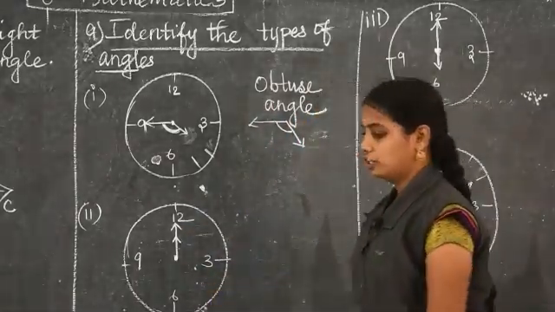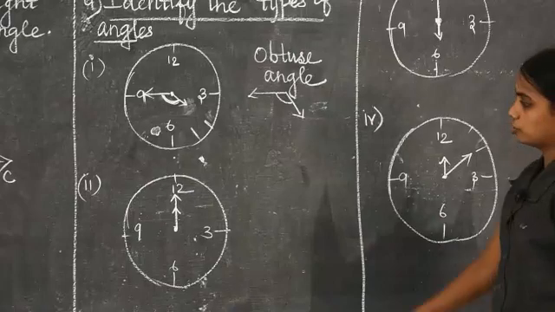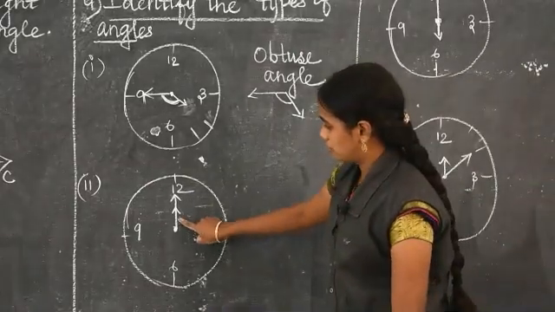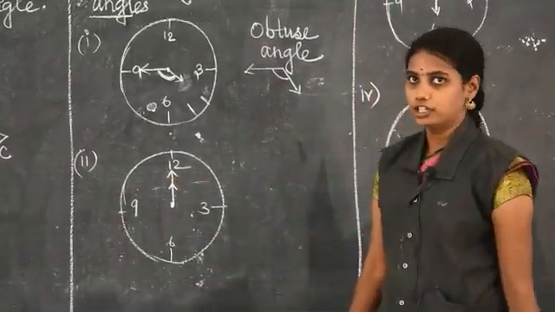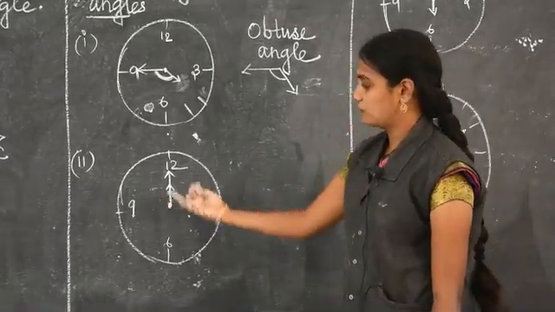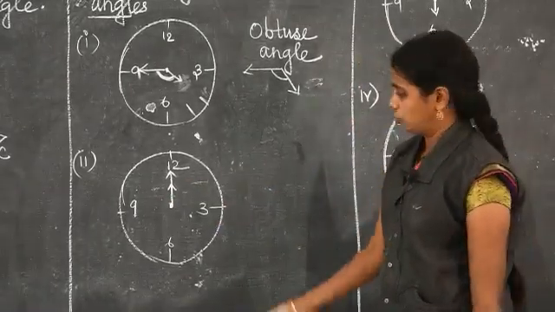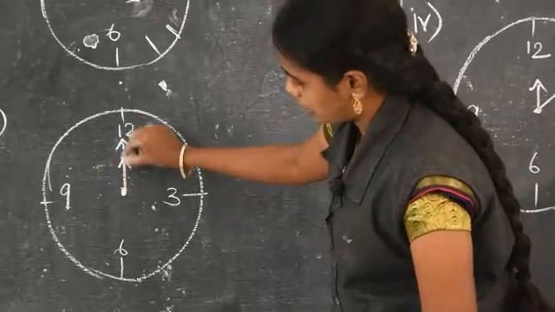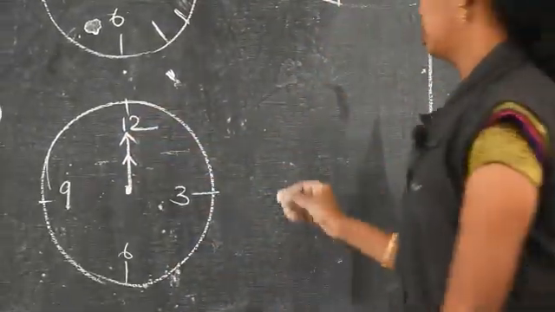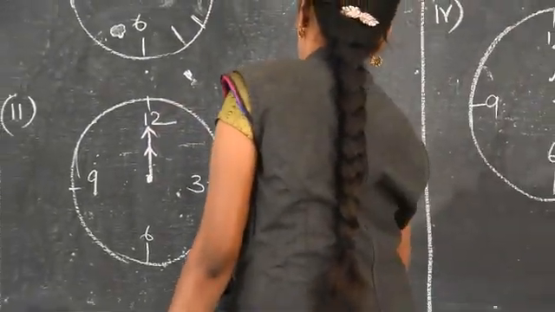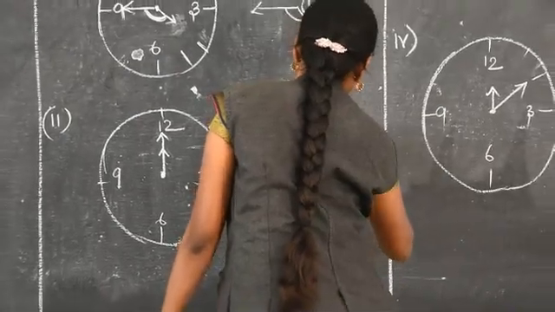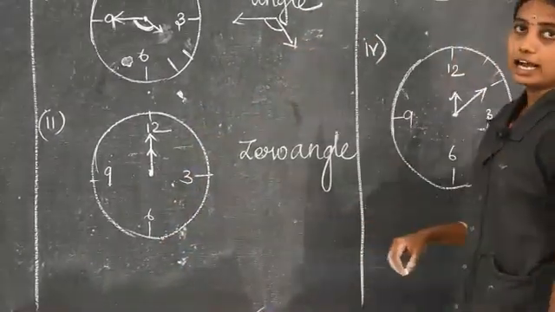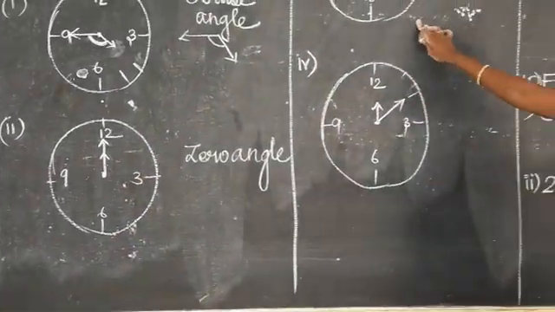Next, go for option 2. Listen to me. The minute hand and the hour hand are at the same place, at 12. So will the angle be formed or not? No, because both are in the same direction. The angle is 0. So it is a 0 angle. Next, go for option 3.